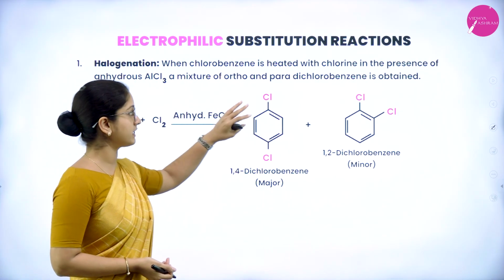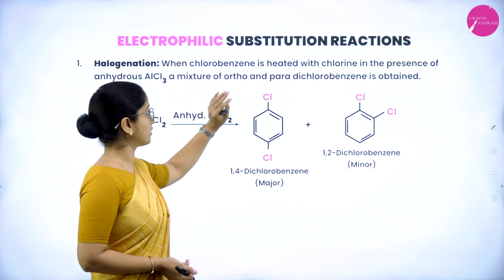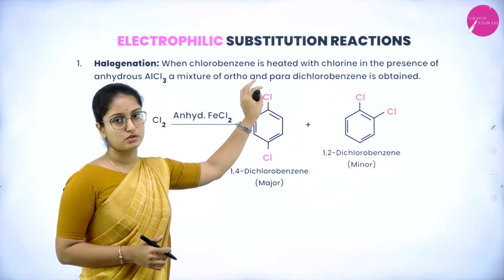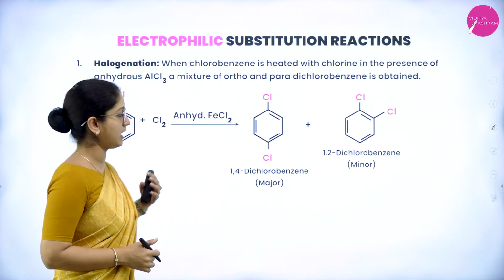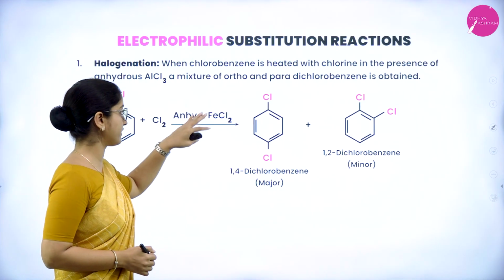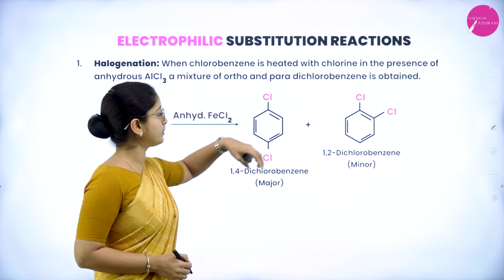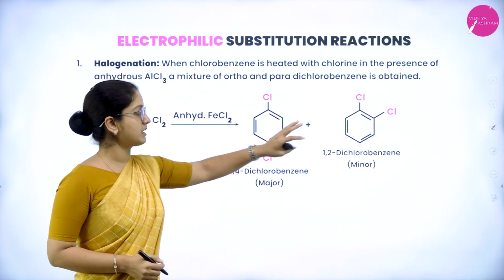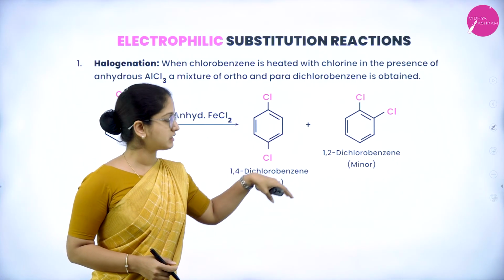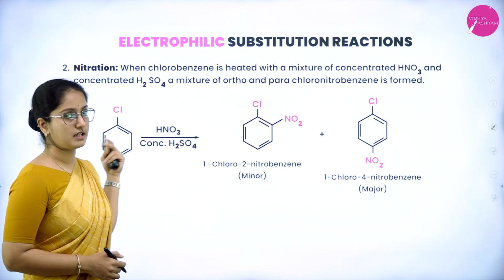When chlorobenzene is heated with chlorine in the presence of anhydrous aluminum chloride, a mixture of ortho and para dichlorobenzene is obtained. So in a mixture of ortho and para, we can find the halogen atoms in those positions. Chlorobenzene along with chlorine in the presence of anhydrous ferric chloride, or it can be aluminum chloride also. This 1,4-dichlorobenzene is the major product and this 1,2-dichlorobenzene is the minor product. The next one is nitration.